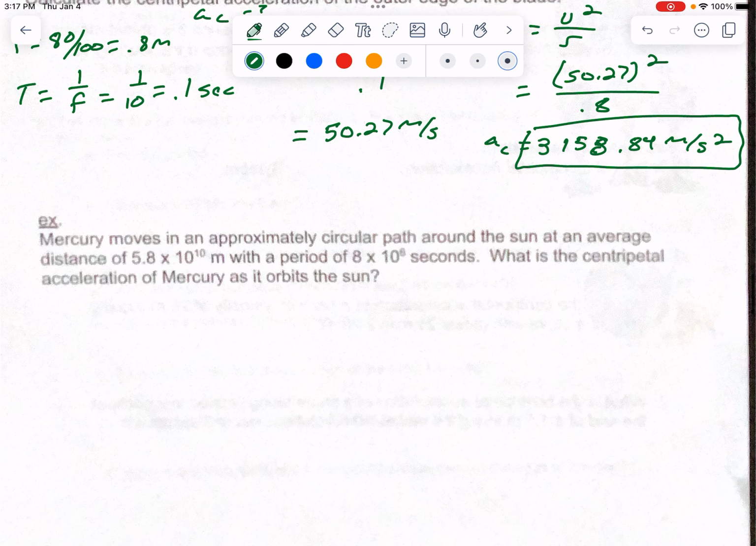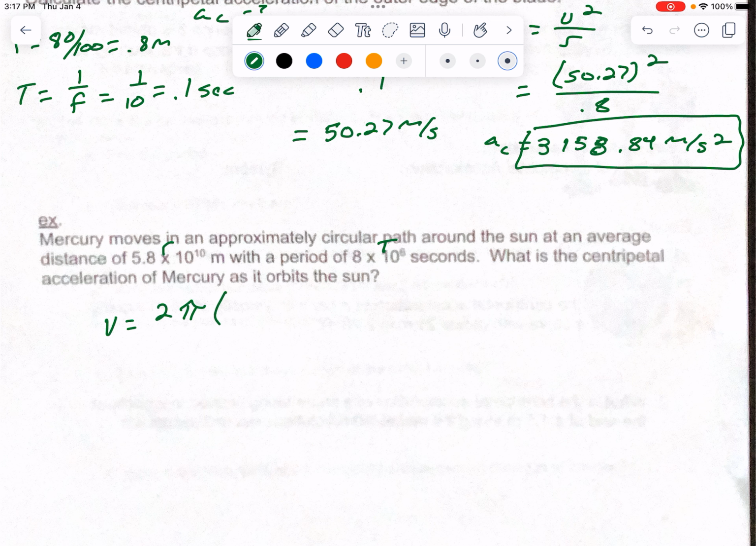Now, last problem: Mercury moves in an approximately circular path around the sun at an average distance of 5.8 times 10 to the 10 meters. That is your radius. With a period of 8 times 10 to the 6 seconds, that is your time, your period. What is the centripetal acceleration? So AC equals V squared over R. I don't have V, so I know I'm going to have to find it. So V equals 2 pi R over T.